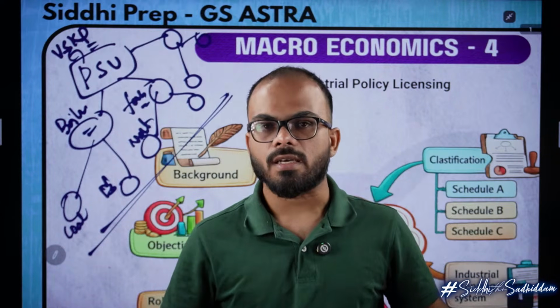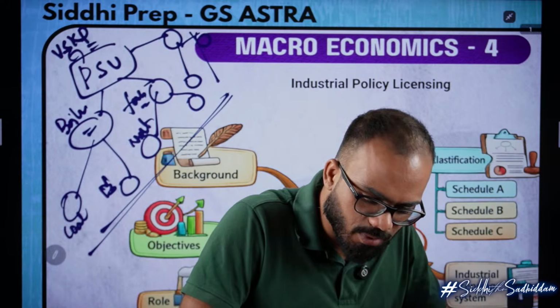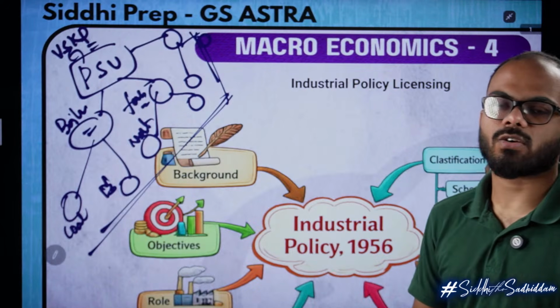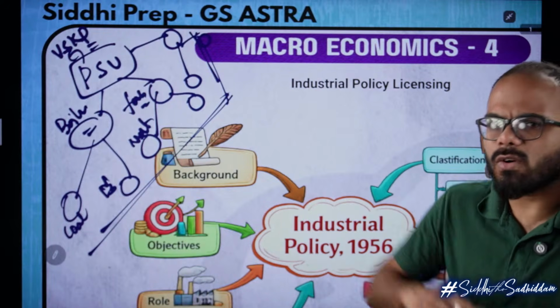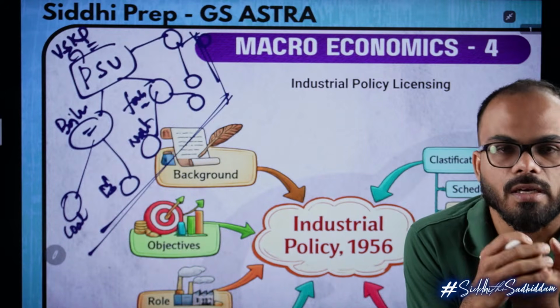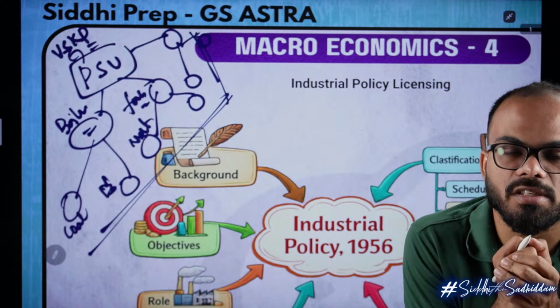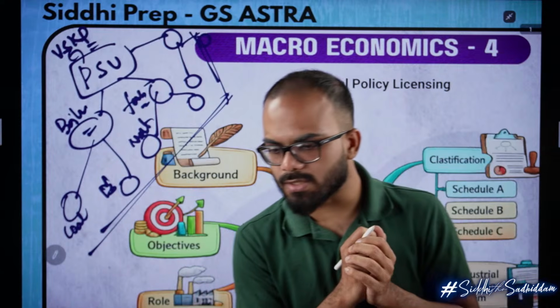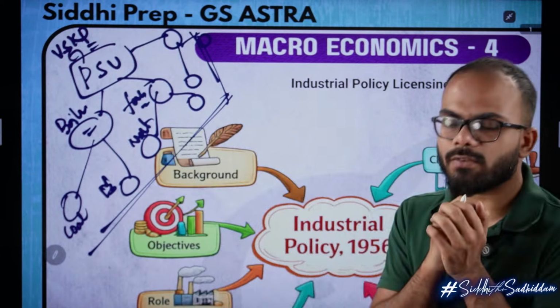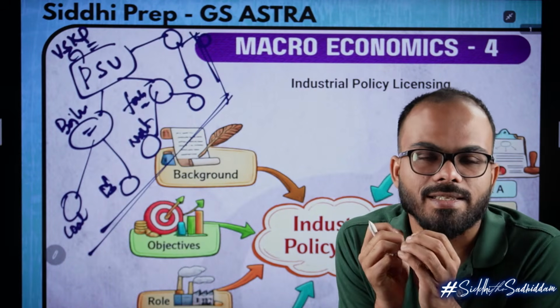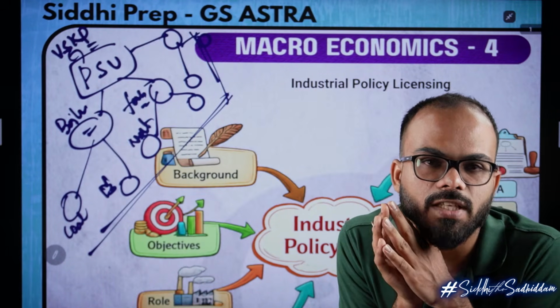So the question is, how will this industry ecosystem be built? Who will build this ecosystem? Who is responsible for what kind of activities? Who will guide the entire ecosystem? Who can come and establish new industries? All these are various questions, and the Government of India came up with a policy called the Industrial Policy of 1956.